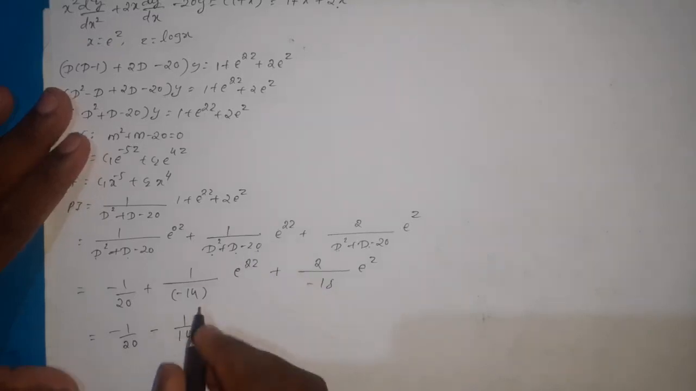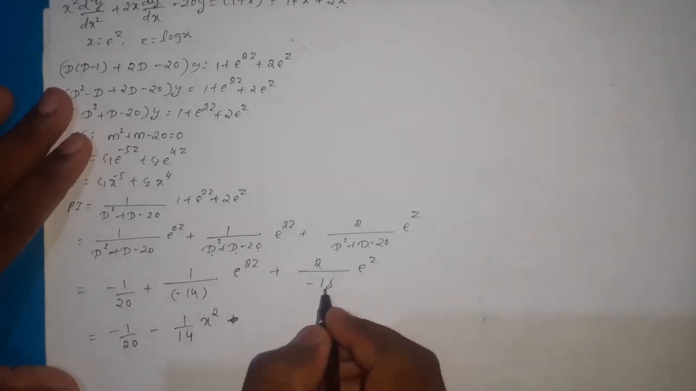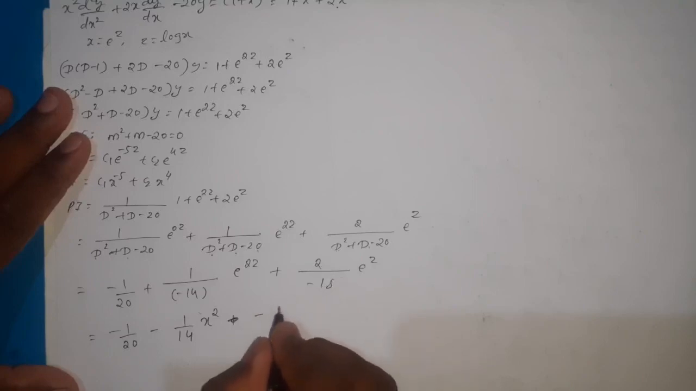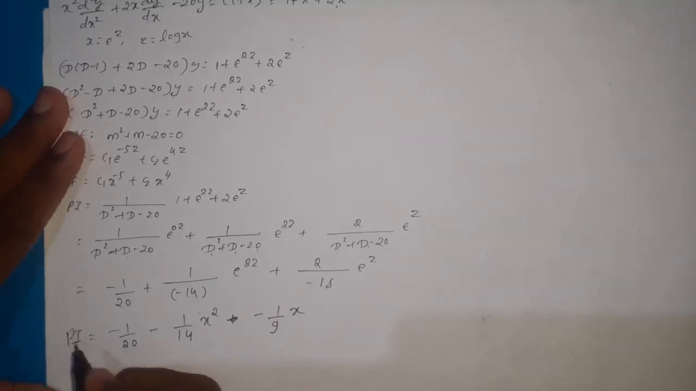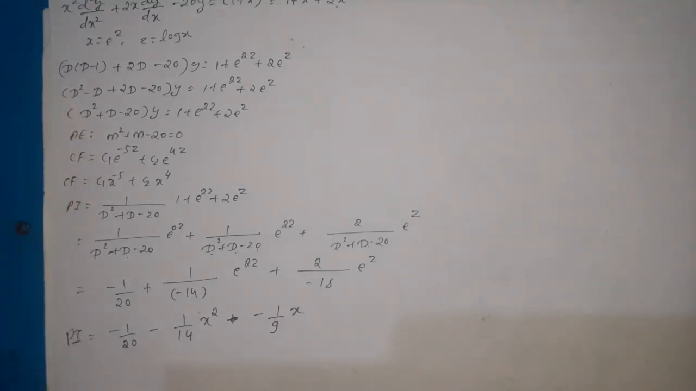Now e power 2z is equal to what? x square. Plus, here 2 divided by minus 18 is, that is minus 1 divided by 9, and e power z is x. So this is the particular integral. Then add the complementary function and particular integral to get the complete solution. So therefore y equal to cf plus pi.